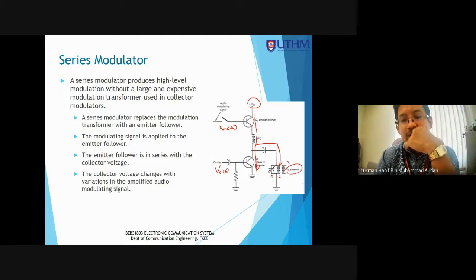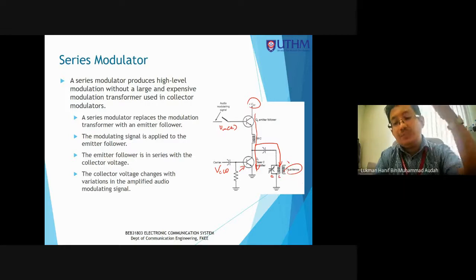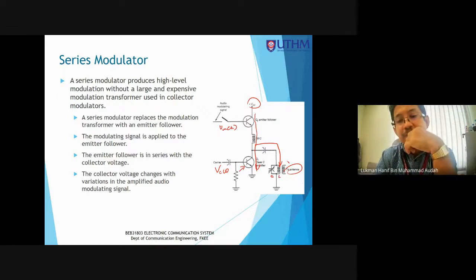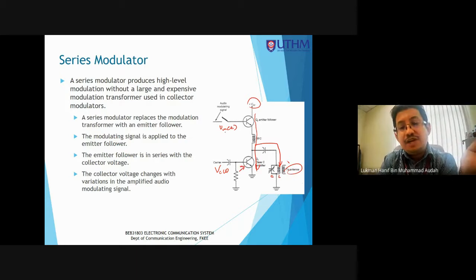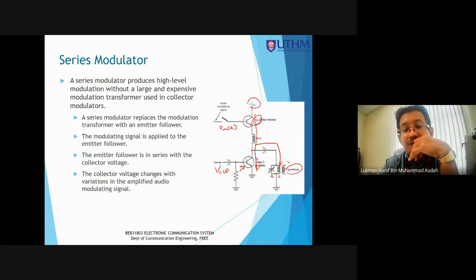Transistor Q1 ini akan switch on and off dalam kelajuan yang lebih tinggi, kerana frekuensi carrier itu lebih besar. Okay, dan apabila Q2 ini switch off, maka current tidak boleh mengalir daripada VCC, and at that time LC tank circuit will discharge.